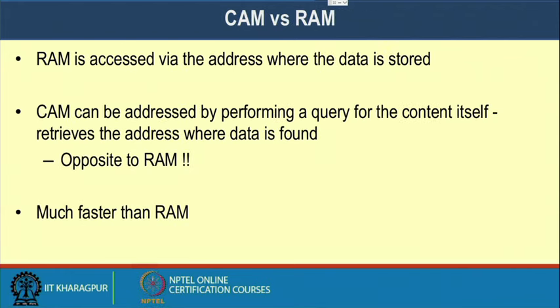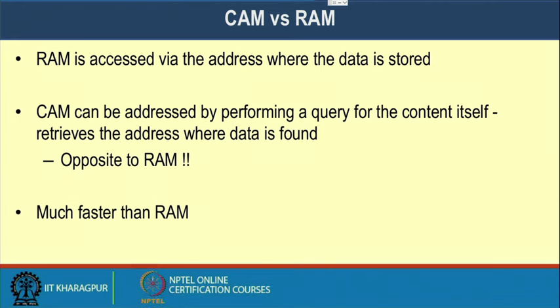So, if we compare this content addressable memory and our normal random access memory, CAM and RAM, they are basically complementary, or they work on an inverse principle. RAM is accessed via the address where the data is stored. So, the operating system needs to issue the address where the data is stored inside the RAM, and then it sends that particular address and fetches the data from it.